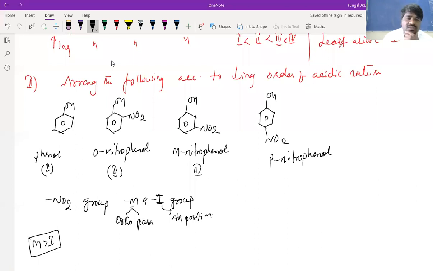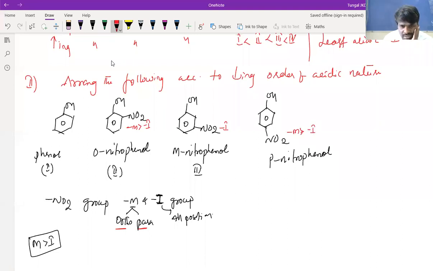So what does it mean? Here at the ortho and para positions, it acts as -M and -I, and -M is dominant. At the meta position there is no mesomeric effect. I already told you the reason: in the presence of the hydroxyl group, negative charge comes only at the ortho and para positions. So at meta it acts as only -I, while at ortho and para it acts as -M and -I. What is predominant?